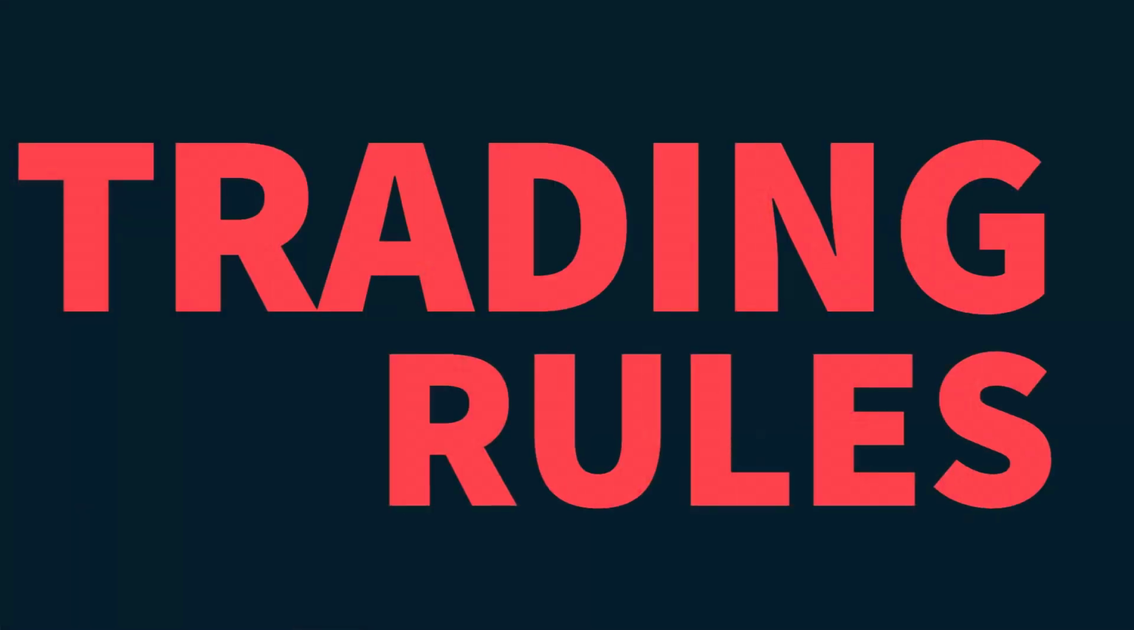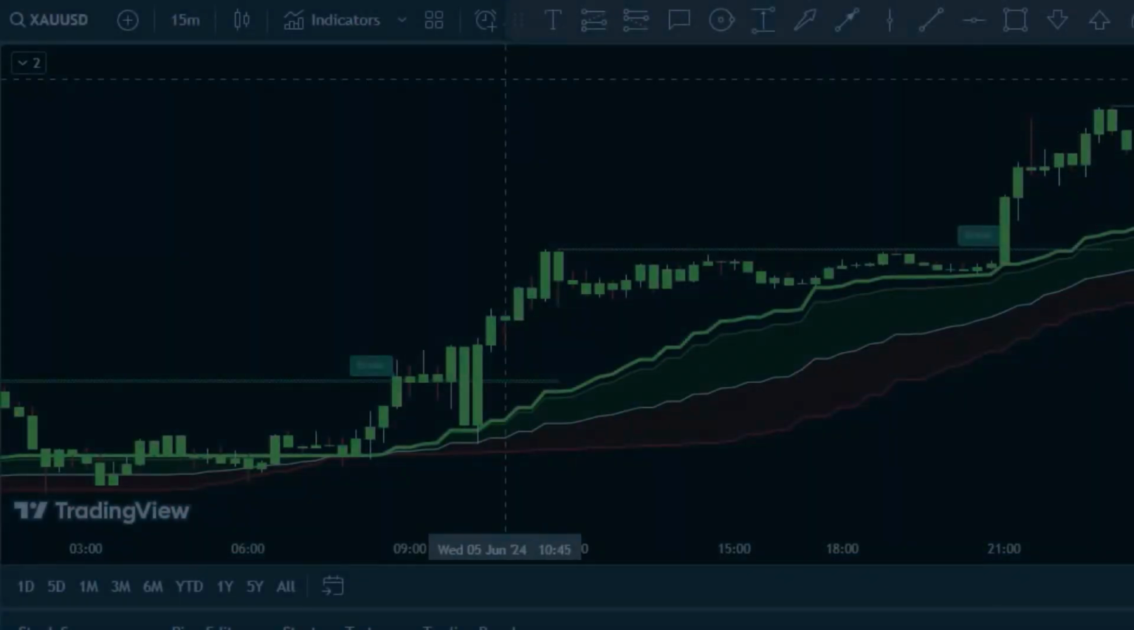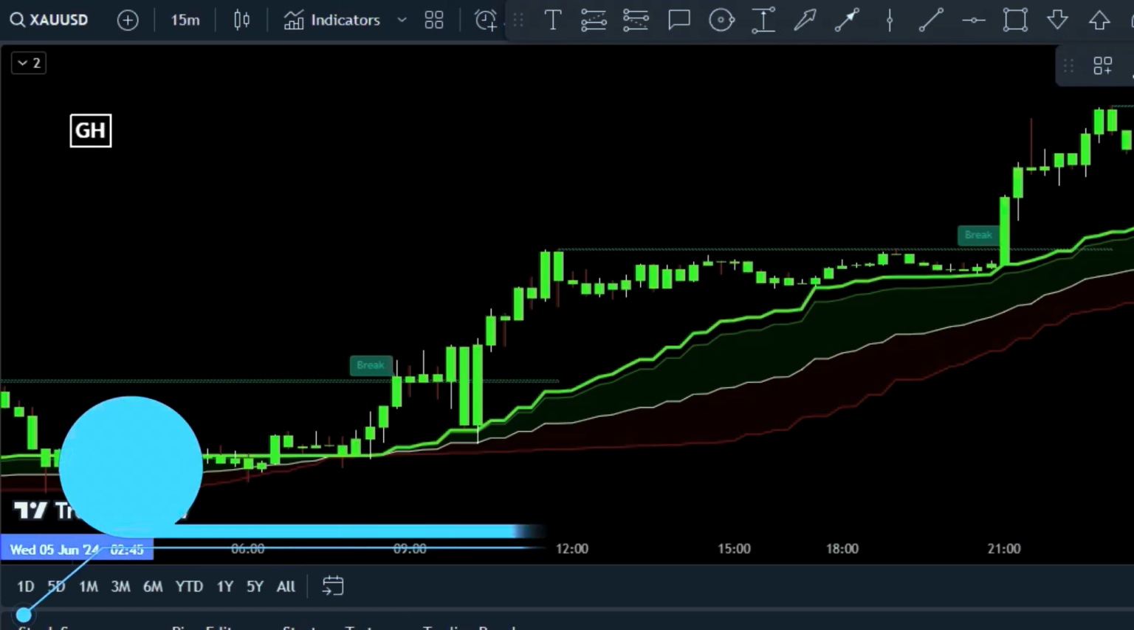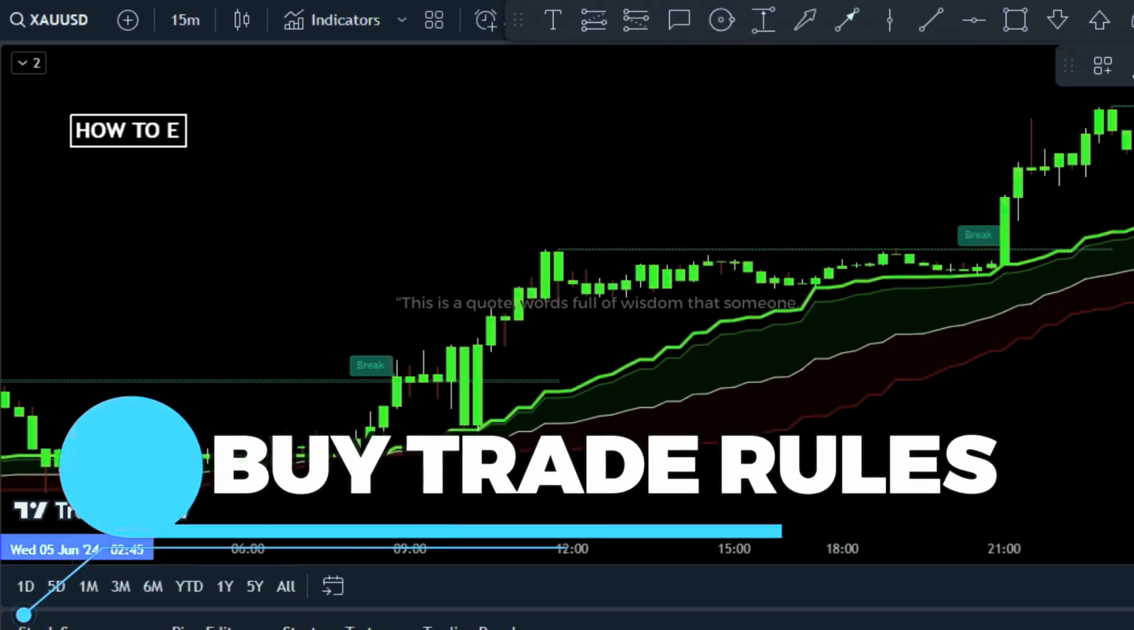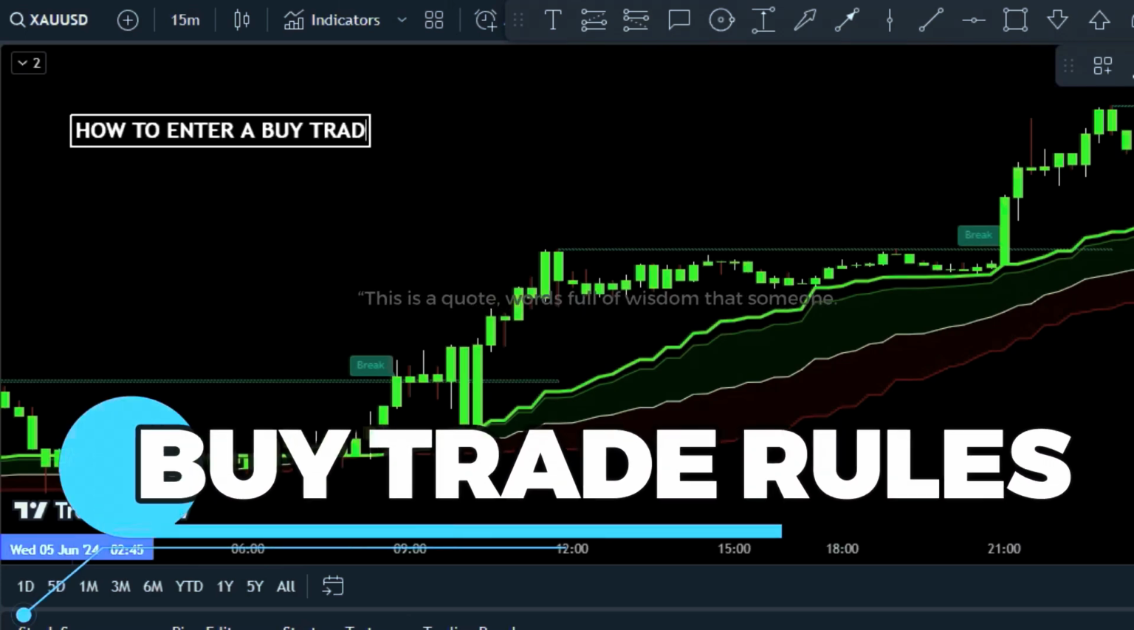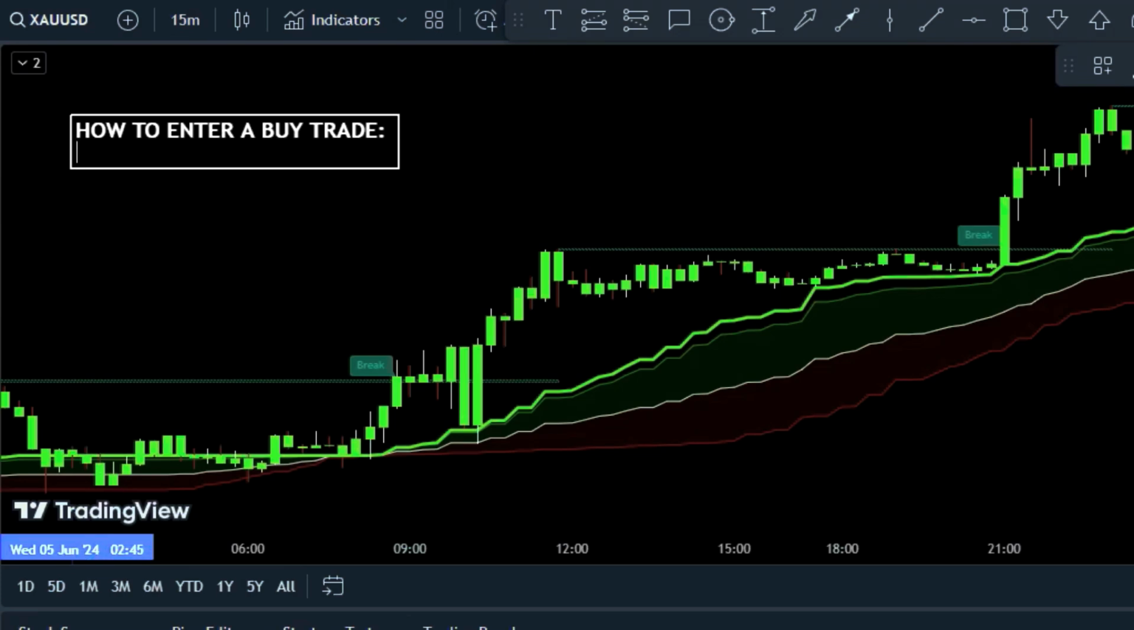Now comes the best part. I'll be unveiling the exact rules on how to trade with these amazing indicators. Let's get down to business and spot those buy trade rules. First things first, make sure the price candles are hanging out above the QWMA indicator lines. This means we're in an uptrend, and that's precisely where we want to be for buy trades.